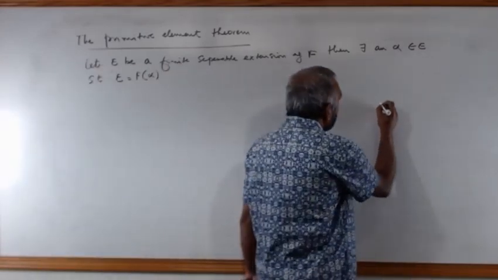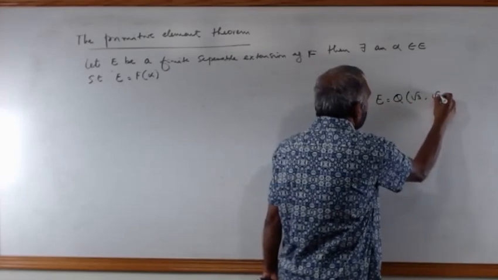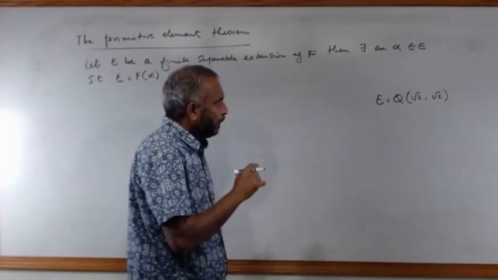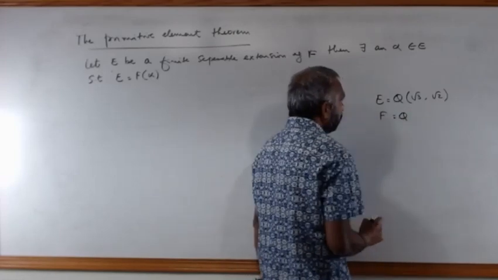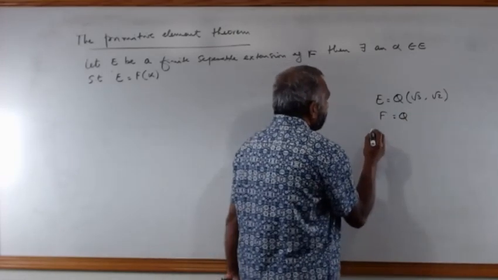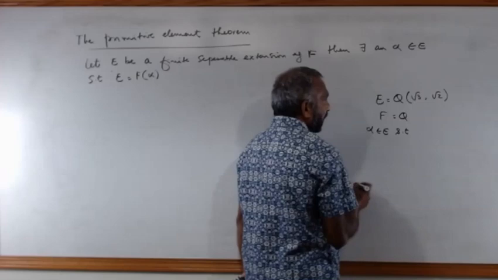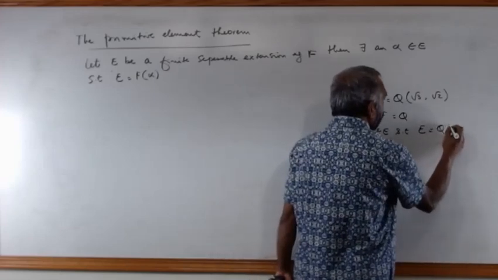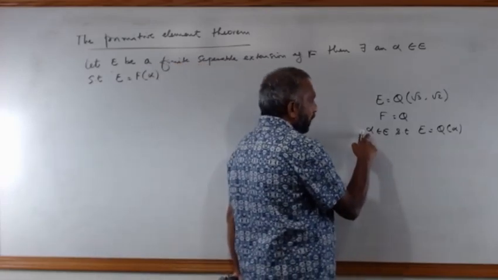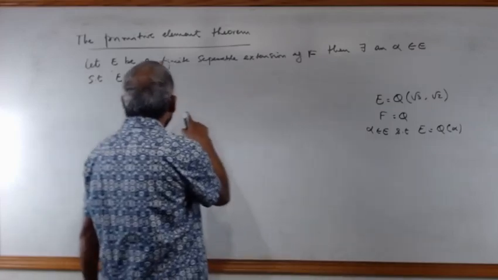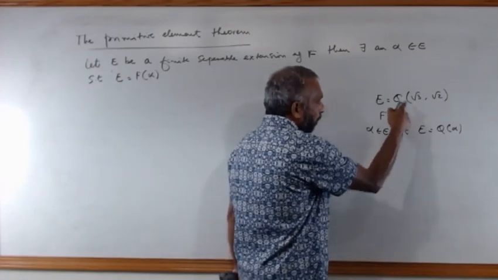Give an example. Let's take E is equal to Q of root 3 comma root 2 and F is equal to Q. Then there is an alpha in E such that E is equal to Q of alpha. We are going to do this problem, so I'm not going to compute the value of alpha at this moment. Once we are done with the proof of this theorem, we'll come back and do the same problem.